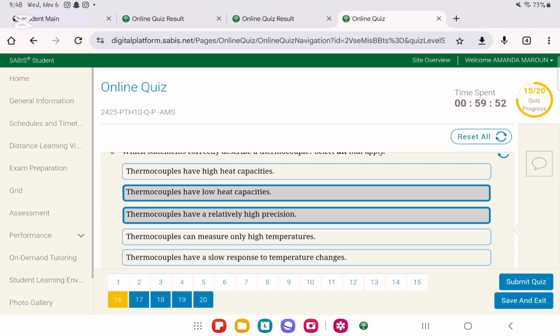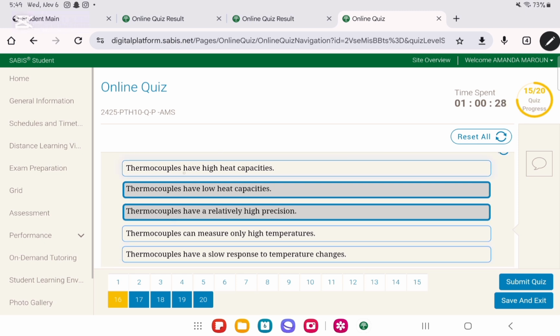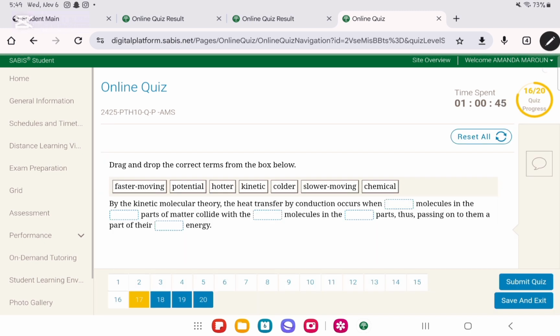It's very accurate. Thermocouples can only measure high temperatures? No, they can measure really low temperatures and really high temperatures. You can check on your AC what's the lowest temperature and what's the highest temperature. But of course, don't damage your AC. Now finally, thermocouples have a slow response. No, they have a high precision, meaning they have a fast response. So definitely the last one is wrong. For part D, we only have two correct, which are low heat capacity, because they need a low heat capacity to act directly. They will not take time to act, whereas they have a relatively high precision. That means they are very accurate.